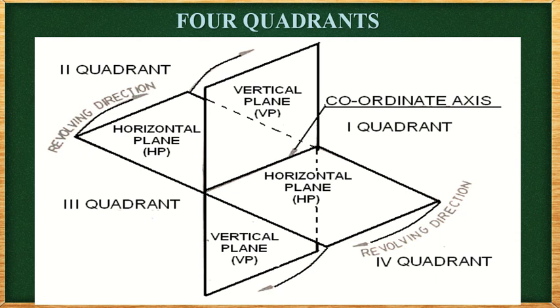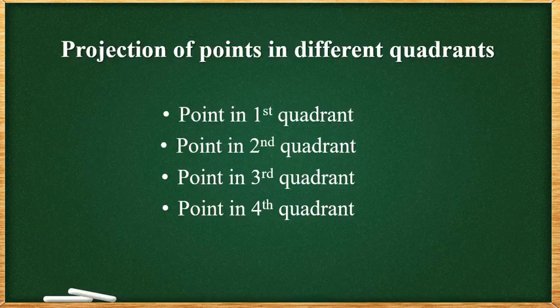We can move to some more detailed topics with respect to this quadrant concept. First we are going to the points, and then we move to the lines. Let us move to projection of points in four quadrants. So this is the concept, that is, a point in the first quadrant, a point in the second quadrant, a point in the third quadrant, and also a point in the fourth quadrant. When we position a point in the first quadrant, we can imagine that the point is placed some distance above HP and some distance in front of VP.